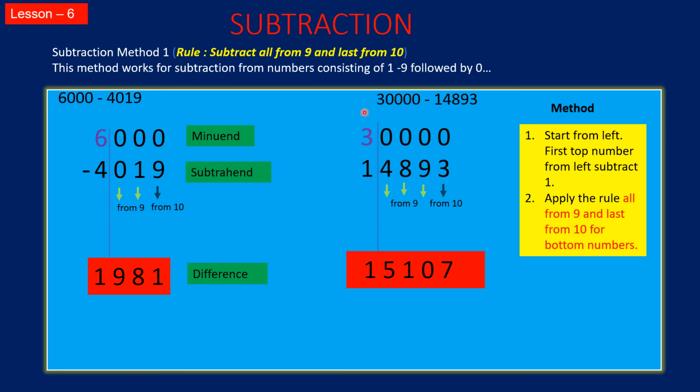Alright. And then 2 minus 1, because under 2 there is number 1. So 2 minus 1 is 1. Write 1 in the answer box. And for the rest of the bottom numbers, you apply the rule, all from 9 and last from 10. So 9 minus 4 is 5, 9 minus 8 is 1, 9 minus 9 is 0, and last number at the bottom is 3, 10 minus 3 is 7. So 15,107 is your answer.